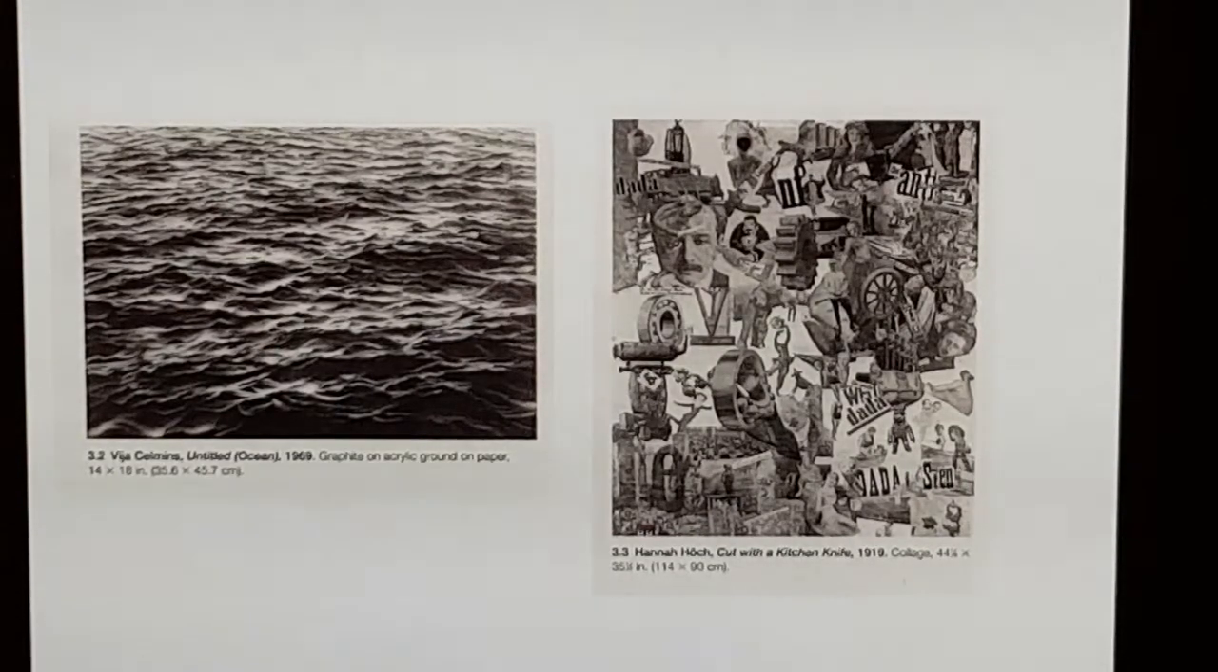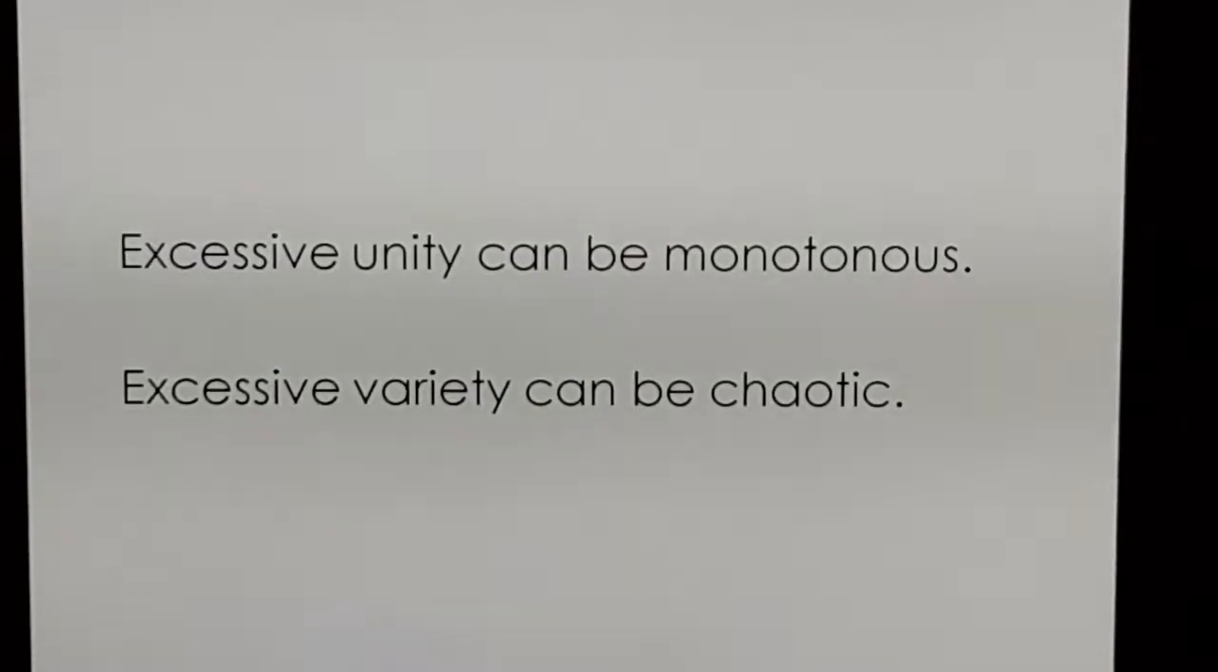The image on the right, when you first look at it, appears very conflicted, and there's lots of text that's broken about and placed in the image amongst the different visuals. It has been created to reflect the tumultuous economic and political conditions after World War I. It suggests chaos, and it's a very successful image in the sense that it looks chaotic. Therefore, it is reflecting a chaotic environment. Excessive unity can be monotonous, excessive variety can be chaotic.